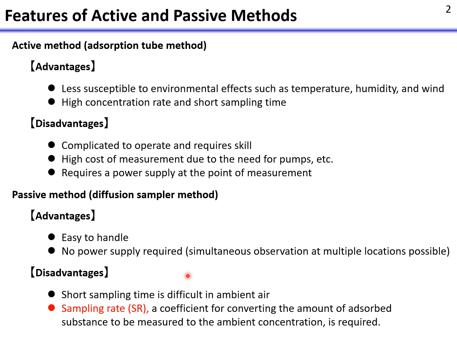However, it is less sensitive than the active method, making it difficult to sample ambient air in short time. When calculating concentration by passive sampling, a sampling rate is required, which is a coefficient for converting the amount of the substance absorbed on the passive sampler to an atmospheric concentration.